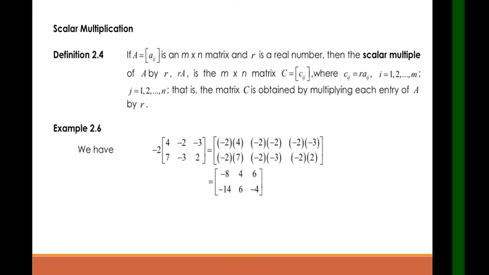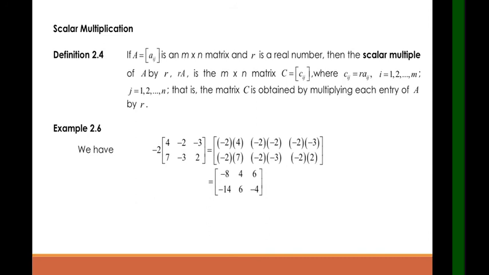Now, for the scalar multiplication, definition: if A is equal to the square bracket of A sub ij, is an m by n matrix and R is a real number, then the scalar multiple of A by R, or RA, is the m by n matrix C equals square bracket of C sub ij, where C sub ij is equal to R times A sub ij. If you get what I'm talking about, the R is the real number and we just multiply it. It is similar to the distributive property.